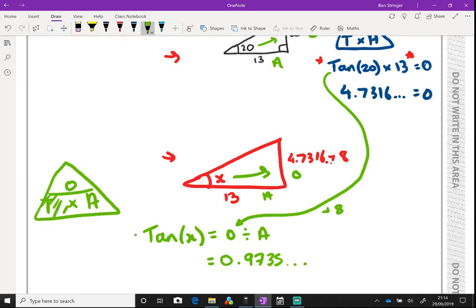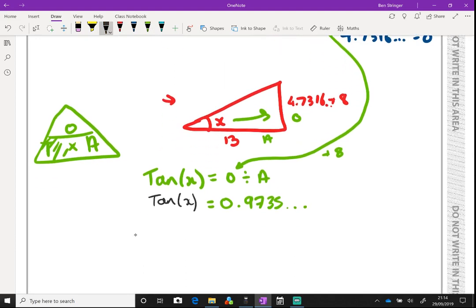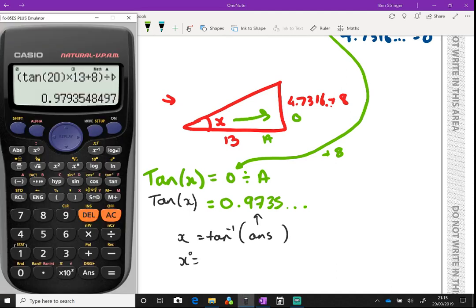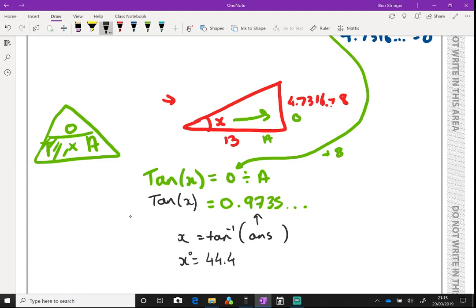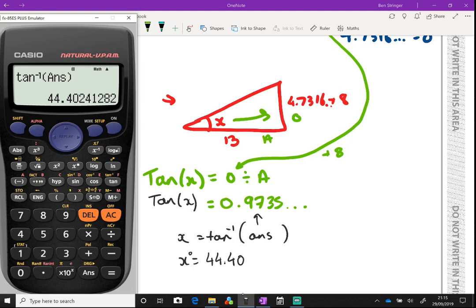And you must remember that's what tan x is equal to. I'm looking to get the angle, remember, so I need to take the inverse of both sides, tan to the -1 of the answer above. Put a little degree symbol there, shift tan of that, 44.4.